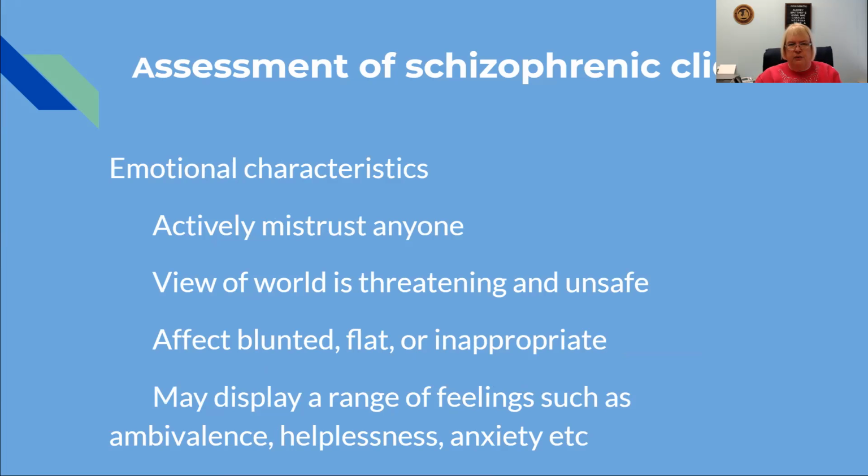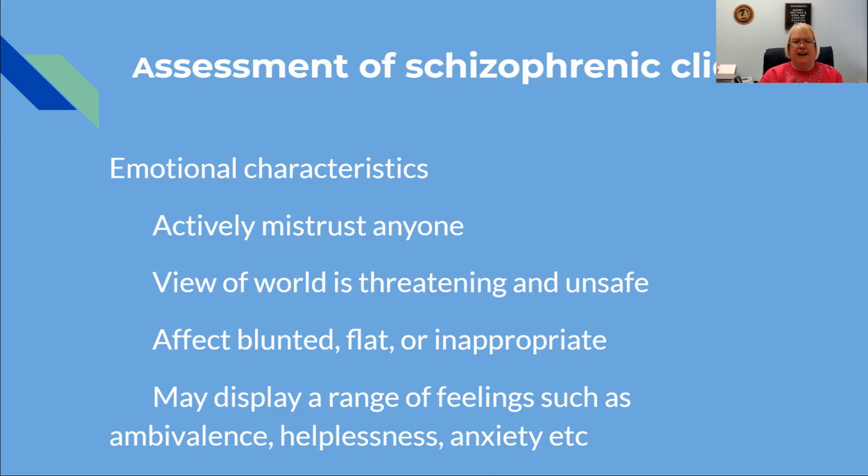So emotional characteristics: they're actively mistrusting of anyone. It doesn't matter who you are. You can be the most innocent looking person and they're going to mistrust you. Their view of the world is that it's threatening and it's unsafe. Their affect is blunted, it's flat, it's inappropriate. So if you tell a joke, they're not going to respond on their face. And I'm not telling you to tell a joke, but if somebody did tell a joke in their presence, they would not respond to it the correct way. They wouldn't laugh. They would probably cry, or they wouldn't respond at all. They would have a blunted affect.